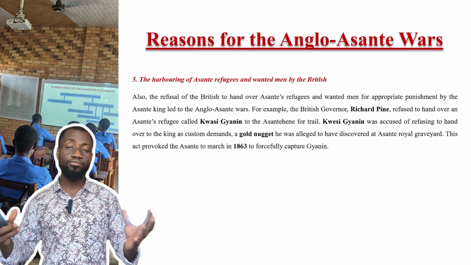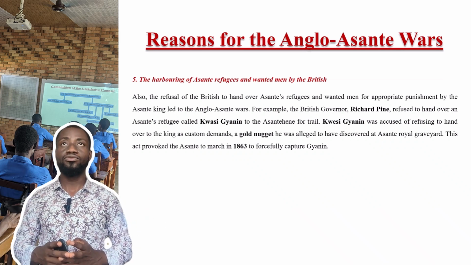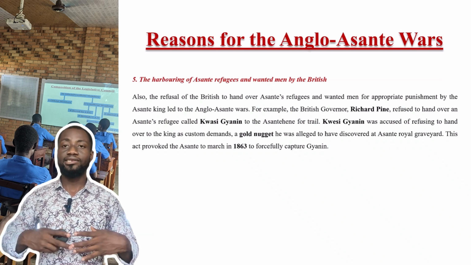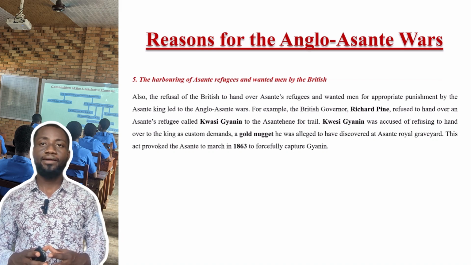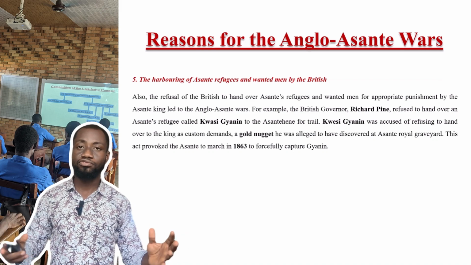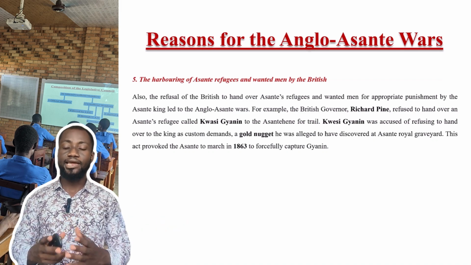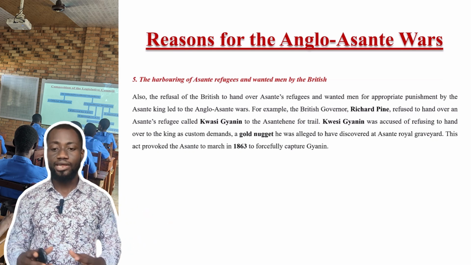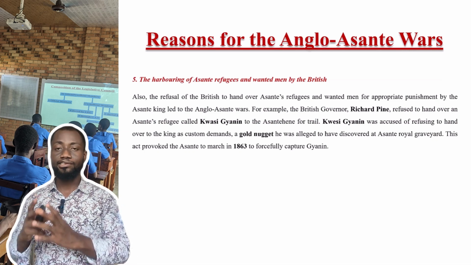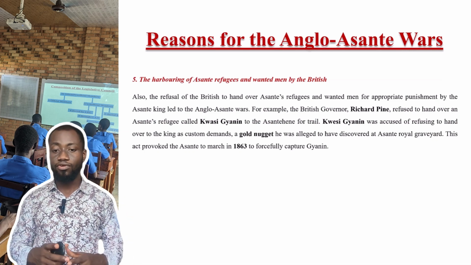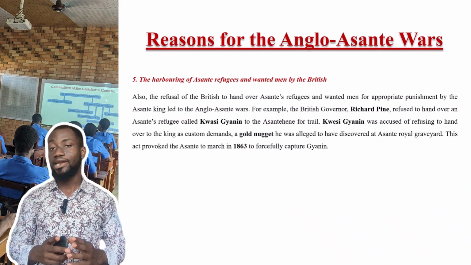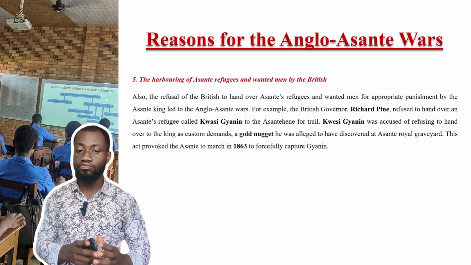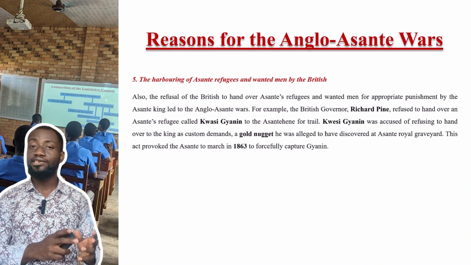So, for instance, if somebody does something bad in Asante, and the person is being chased to be punished, this person then goes to the coast to stay there, and the British offer these people a safe haven, and that infuriated the Asantes on several occasions. An example of this was when the British governor at that time, Richard Pine, refused to hand over an Asante refugee, called Kwesi Geni, to the Asante for trial.